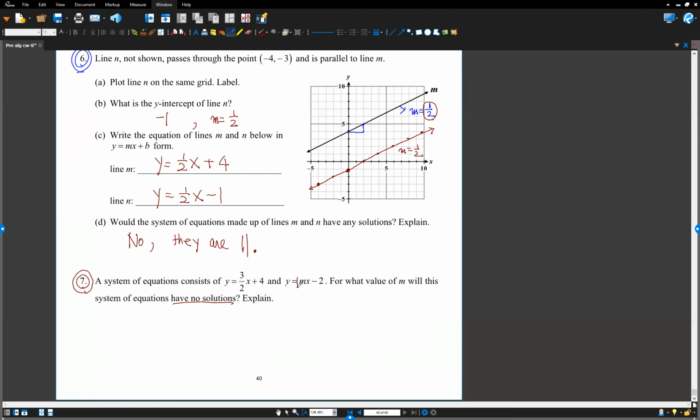What is this value then? The slope should be equal to this one, because they never have solutions. m should be equal to 3/2. Now we have no solutions out there. Are you guys with me?